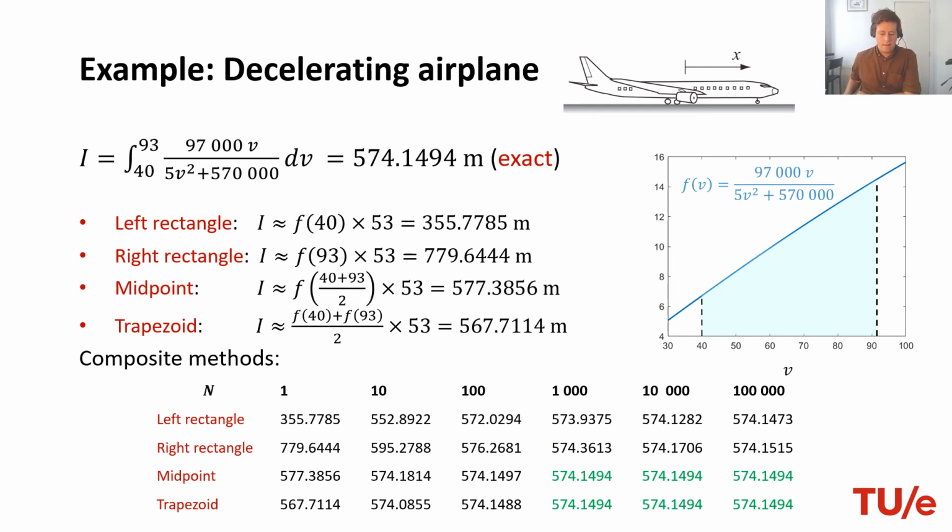Now let's take a look at some results from these composite methods. What we see here is the left rectangle composite method, right rectangle composite method, midpoint and trapezoid composite method. And we have here the number of subintervals that we used in order to approximate this blue area. So the first thing that can be noted here is that for one subinterval, these composite methods obviously are completely equivalent to the standard non-composite methods, which do this integration in one step. So that all makes sense.